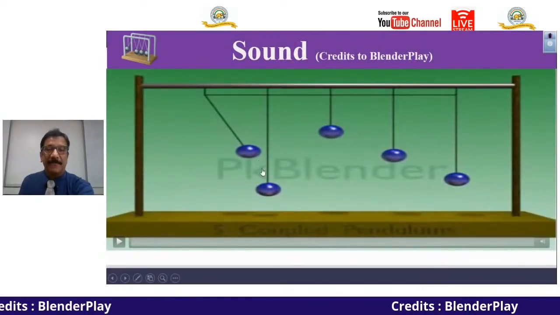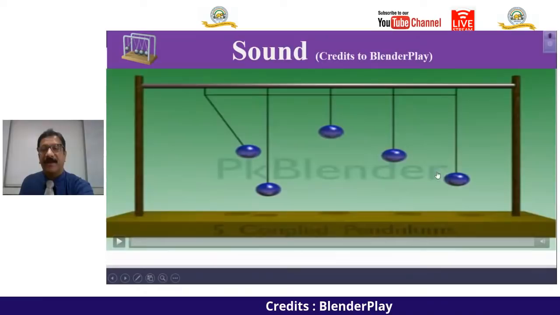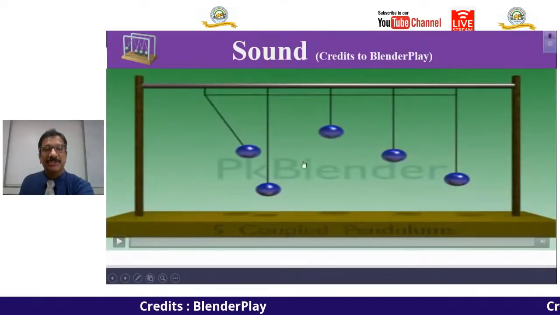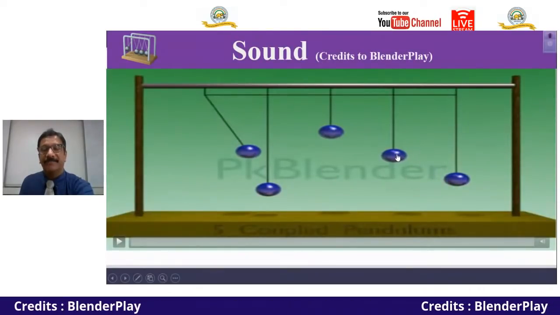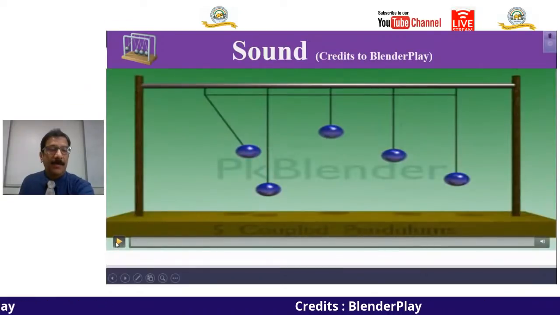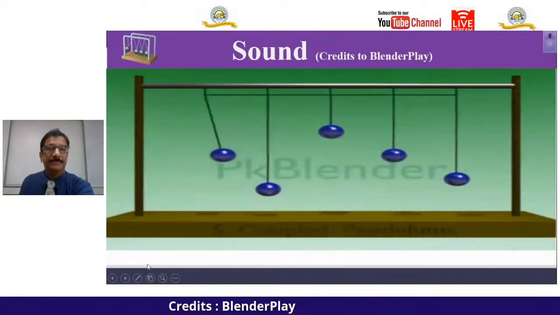Now these are the pendulums, five pendulums, 1, 2, 3, 4, 5 of different lengths. But if you see, this pendulum and this pendulum are of the same length. Now this pendulum is disturbed.